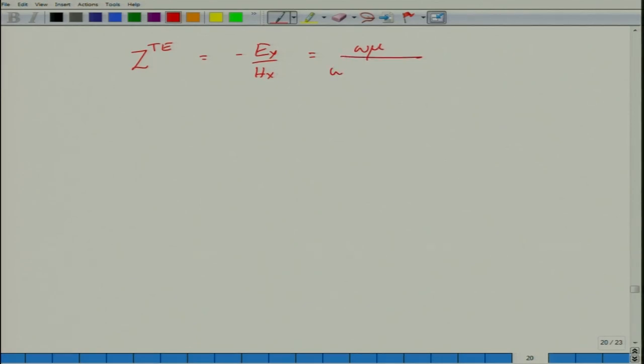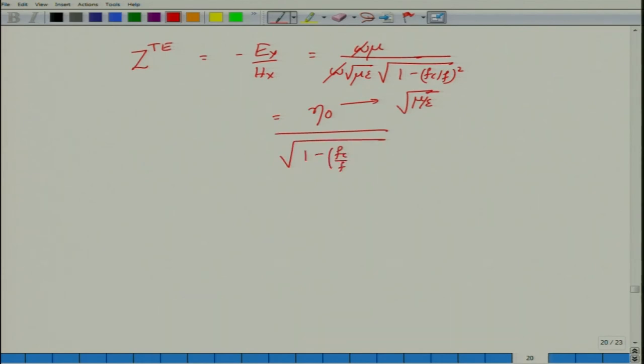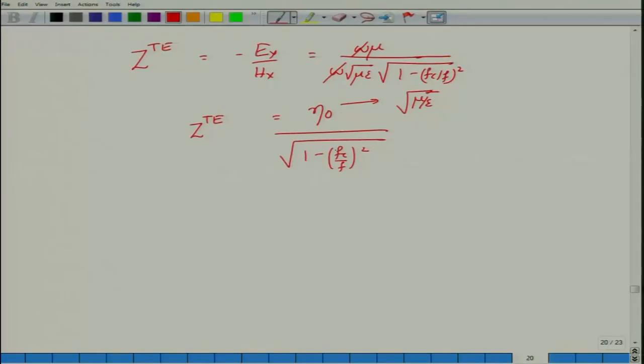omega mu divided by omega square root mu epsilon, and this factor square root of 1 minus (fc by f) whole square. Omega and omega cancel out. Mu by square root of mu epsilon is nothing but the medium impedance eta 0. So eta 0, which is square root of mu by epsilon, divided by square root of 1 minus (fc by f) whole square. This is how the TE mode impedance would be present. I have only shown you the expression with fc, but you have to put in the values of m and n to figure out the appropriate cutoff frequency, and for a given operating frequency form this square root factor and then divide eta 0 by that factor. So this impedance is dependent on both m and n.